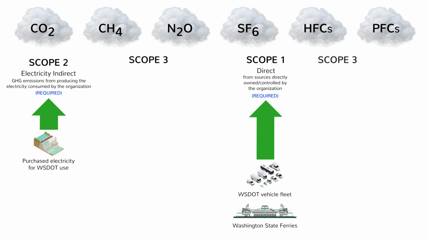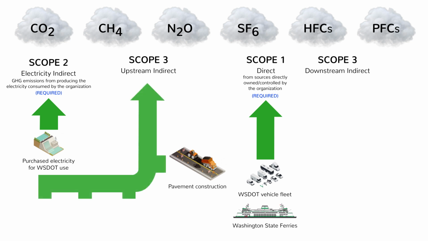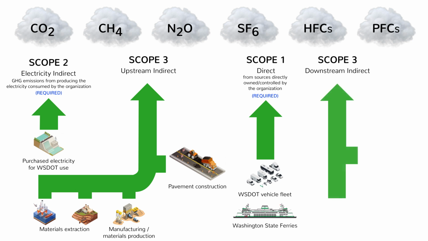Scope 3 covers other indirect greenhouse gas emissions. This category is best understood as the upstream and downstream emissions of agency activity. Take a pavement construction project, for example. Upstream of this job, there are emissions from material extraction and manufacturing processes. Downstream of the construction, more impacts can be determined.